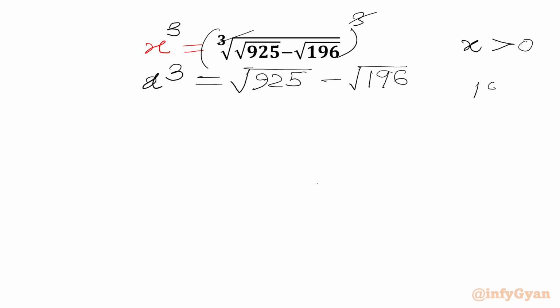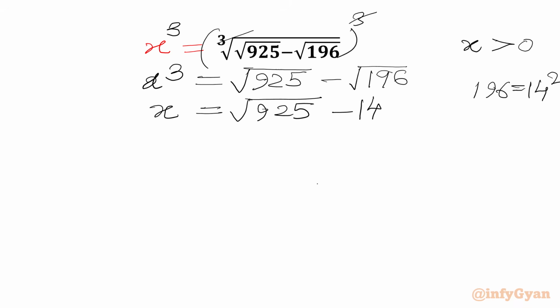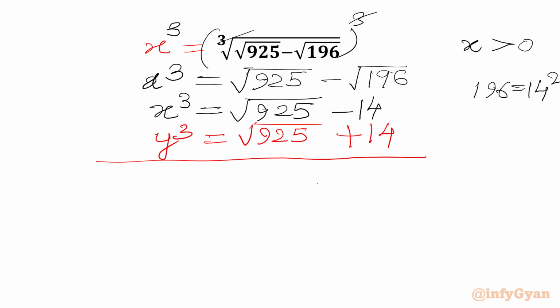Now 196 is square of 14. So square root 196 will become 14. Square root 925 minus 14. This is equal to x cube. Now we will assume y cube, which will be equal to square root 925 plus 14.